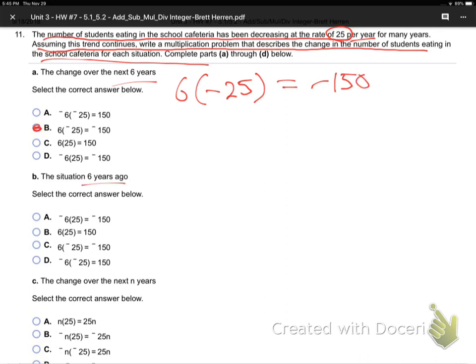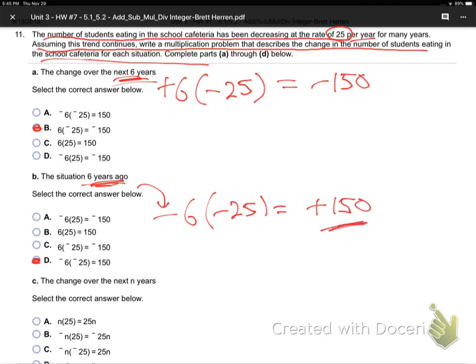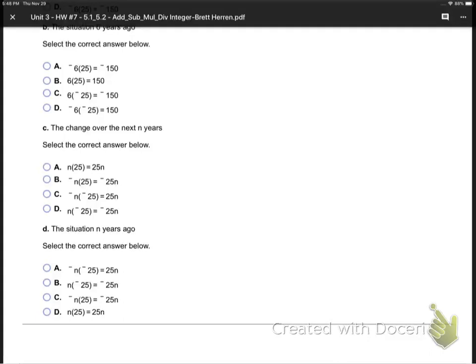Okay, 6 years ago. Now that's back 6, right? Now this was forward 6, next 6. This is 6 years ago, which means back 6 times negative 25. There was 150 more students, right? That's down here, meaning 6 years ago, there was 150 more students eating in the cafeteria, but they've been dropping out for the last 6 years. In n years, the next n years, so that's like next 6, that's positive n times minus 25. That must be off my screen there. Option D. Yes, there it is.